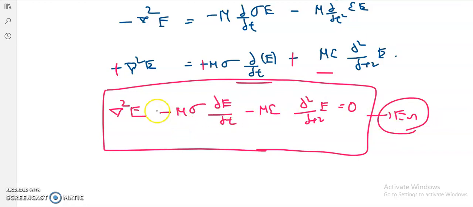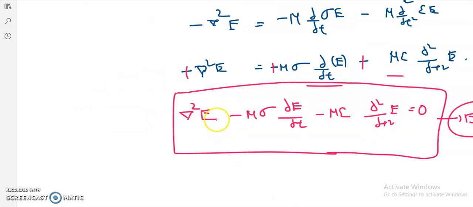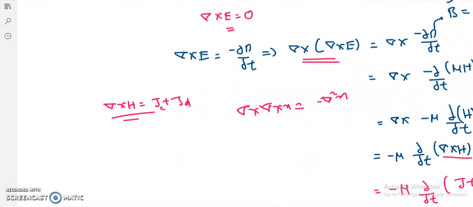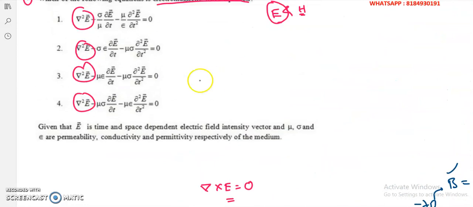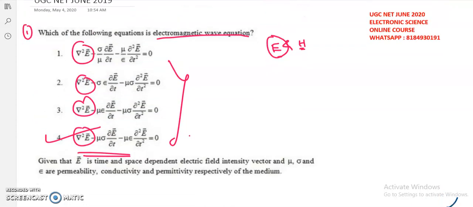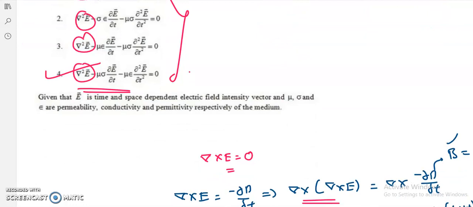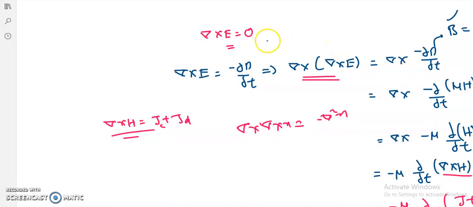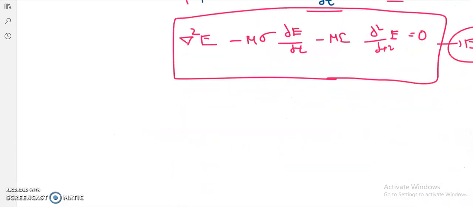Okay, so let's search for this equation in the above given question. That is del square E minus mu sigma dou E by dou T minus mu epsilon dou square by dou T square of E is equal to 0. So if you observe, the fourth option is the correct one for this question. To find out this electromagnetic wave equation, you need not read any other concept separately. You have to just derive it simply from Maxwell's equations itself. And now it is the electromagnetic wave equation with respect to the electric field.